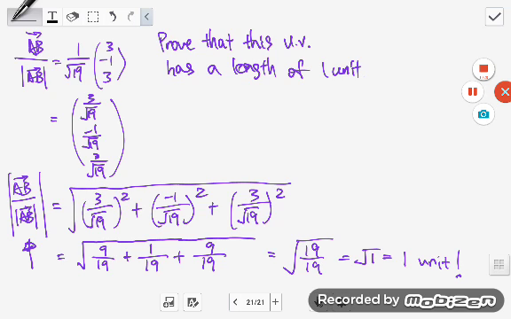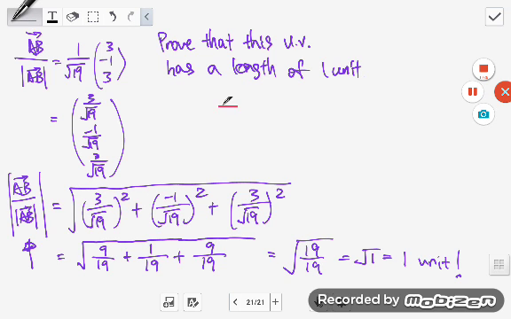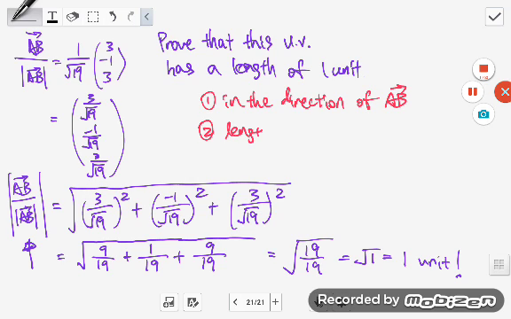Okay? So this unit vector is in the direction of AB. Let me just write that down. So this unit vector is, number 1, in the direction of AB, and we have also proven that it has a length of 1 unit. Okay? Alright, I'll see you guys in the next video, for real this time. Bye.